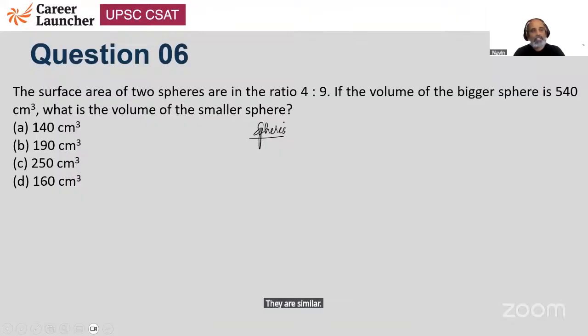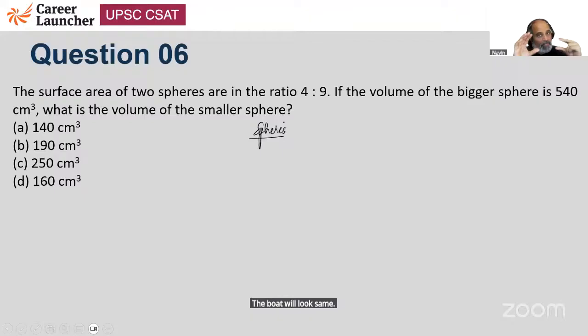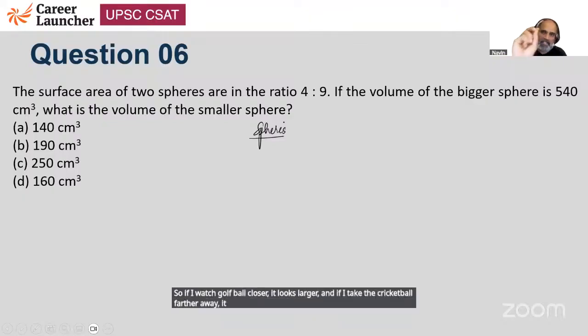Means, if you see a tennis ball and then a cricket ball, they both will look the same if I do this. Sorry, not tennis, golf ball and cricket ball. If I watch the golf ball closer, it looks larger. And if I take the cricket ball farther away, it will start getting smaller and smaller.